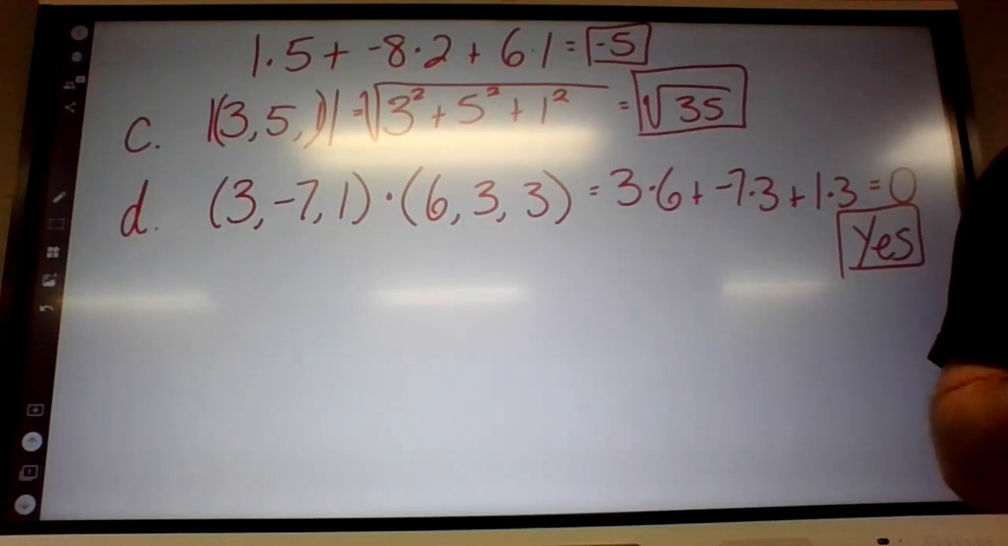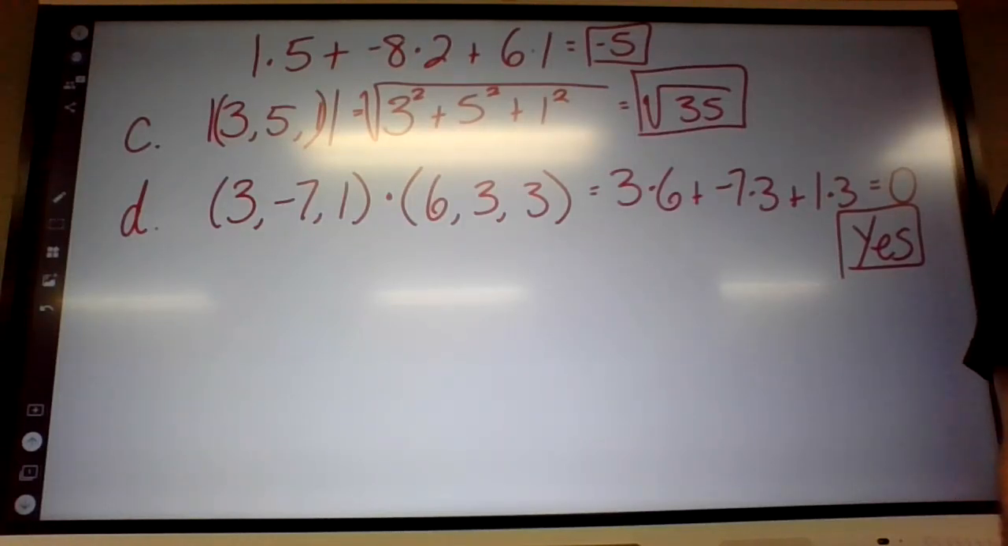So on 10, they want you to choose K to make them perpendicular, so you just act like you're doing the dot product, set it equal to 0, and solve for K.